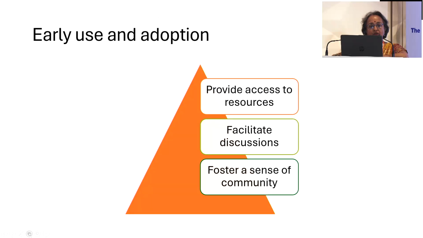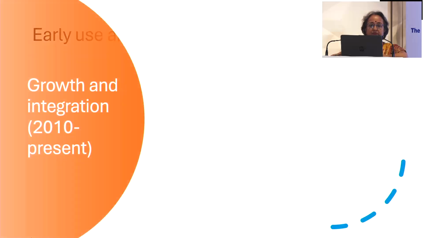Following that, the early use and adoption was primarily to provide access to resources, especially in resource-strapped areas and countries, and to facilitate discussions. Social media was used also to foster a sense of community.